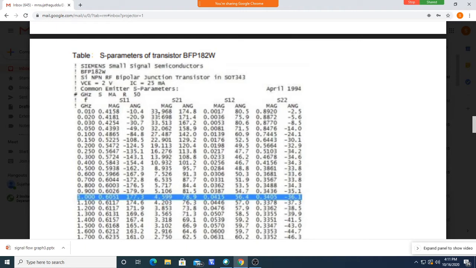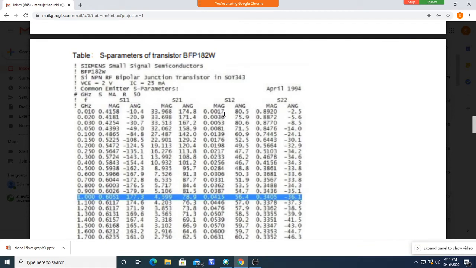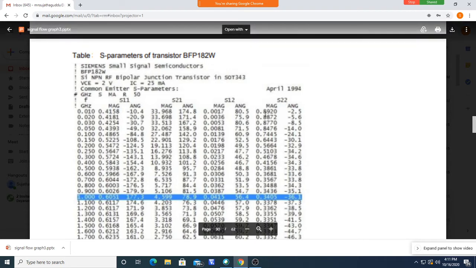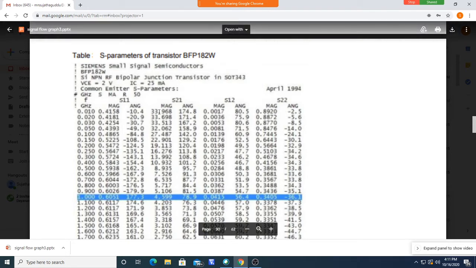Here S21 is 33, but S12 is 0.0017. That means it doesn't allow the signal to be transmitted from port 2 to port 1. S12 means we are sending a signal at port 2 and receiving at port 1, but the magnitude you can observe is 0.001. That means it doesn't allow the signal in the opposite direction. Similarly S22 has some value and magnitude. This is at a frequency of 0.01 gigahertz.